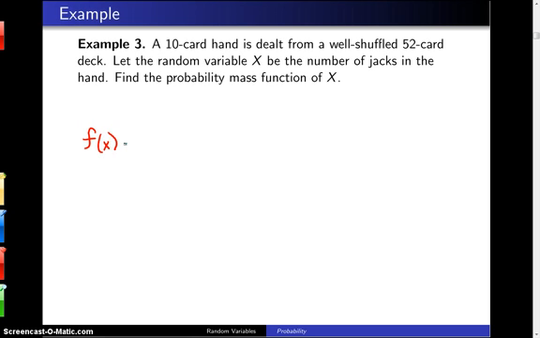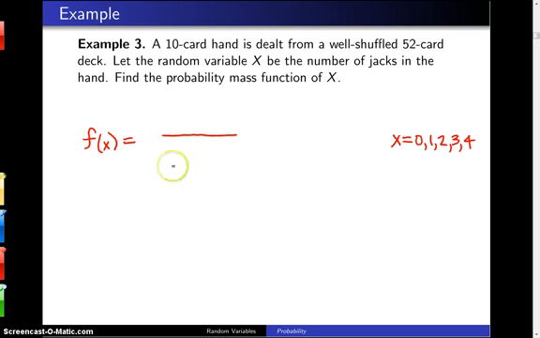And in the last example we wrote the support separately, but now we're going to write the support out here. And the question is, how many jacks can you get in a 10-card hand? Well, you can get no jacks, 1 jack, 2 jacks, 3 jacks. At most 4 is the number of jacks that you can get in a 10-card hand. So the next challenge is going to be finding f of x.